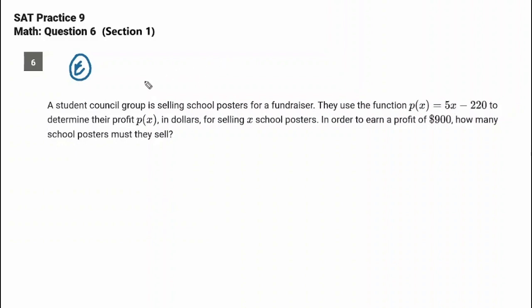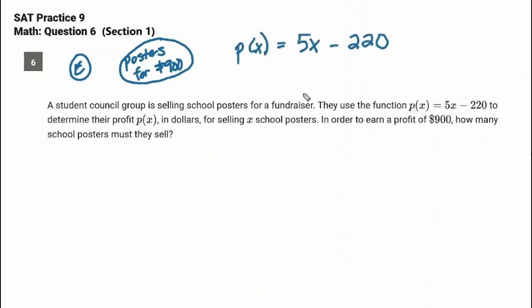So first things first, write down what you're looking for. And then secondly, let's observe together how stupid this question is, because there is no high school student anywhere in America who would ever use a function to figure out what their profit is for selling posters. But we're in SAT land, so we go with it. A function is just ETS asking you if you can follow directions. And I know you can follow directions. So write down the function.